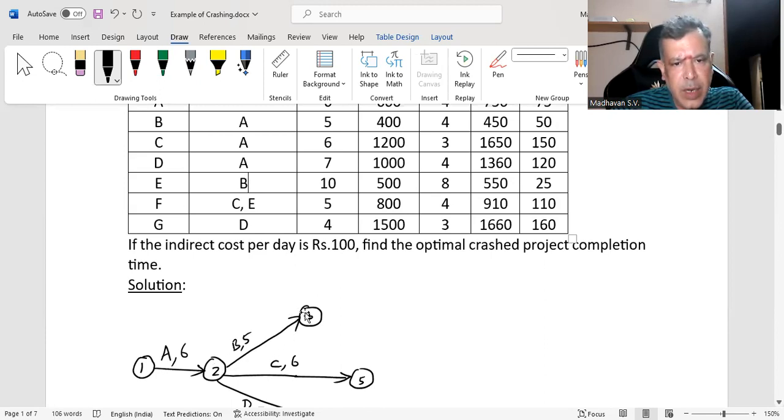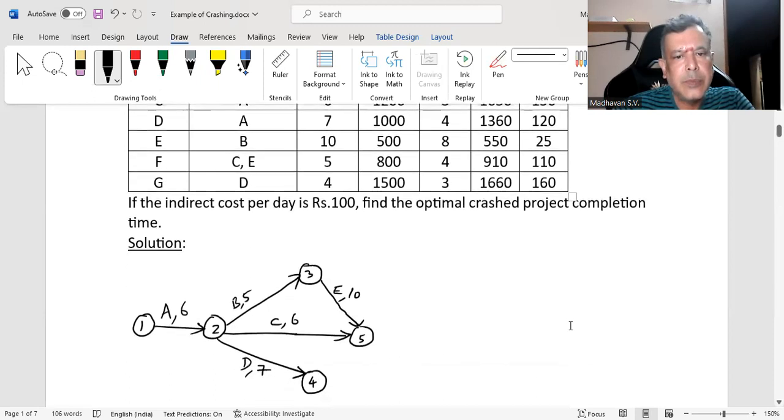B is getting completed at node 3. From there, I need to start E. Before I draw E, I am checking whether it is getting merged with anything. It is getting merged with C. So I will draw E like this. This is our activity E, and E is going to take a normal duration of 10 days. Let me redraw this.